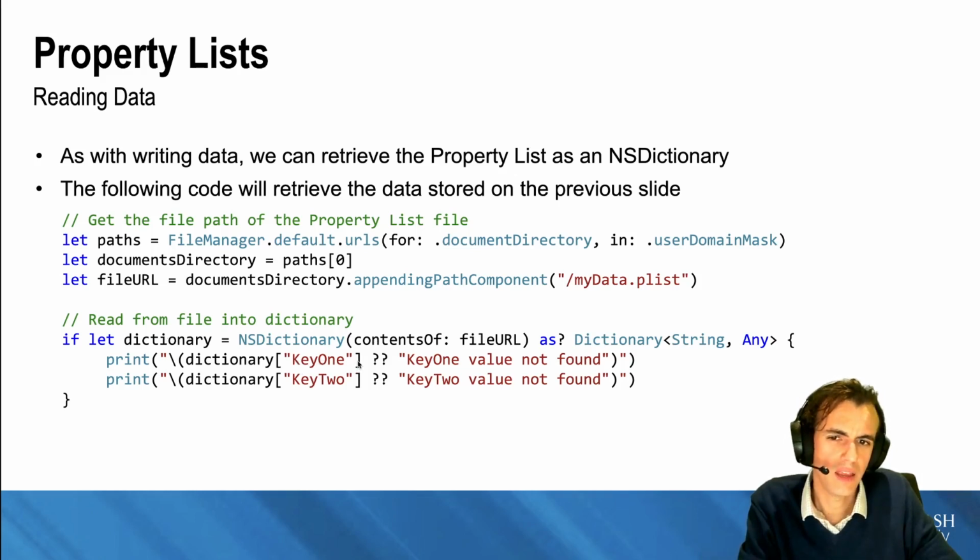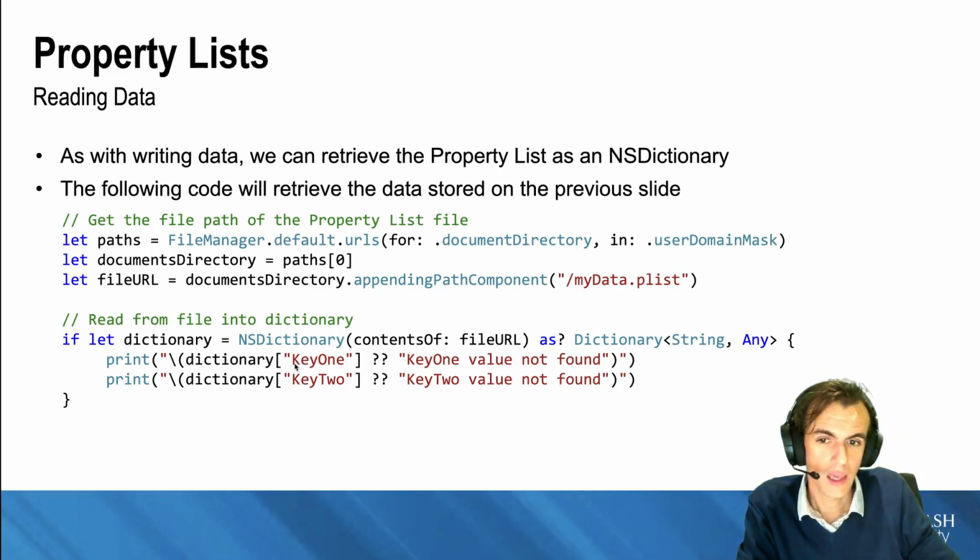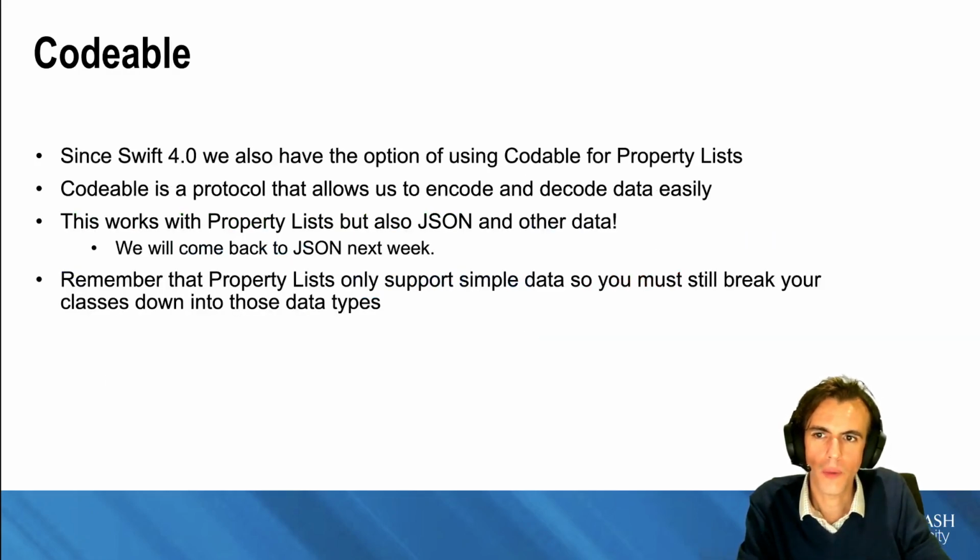Look, accessing any value from a dictionary, as we saw with the movie example last week, if the key doesn't exist, you're going to get nil back. So again, we use this nil coalescing operator here because this part here can be nil, rather than it telling us that this is an optional and just printing the value. We check if it's got an actual value. If so, that gets printed. If not, we're printing a string, key1 value not found. Okay, so that's property lists.